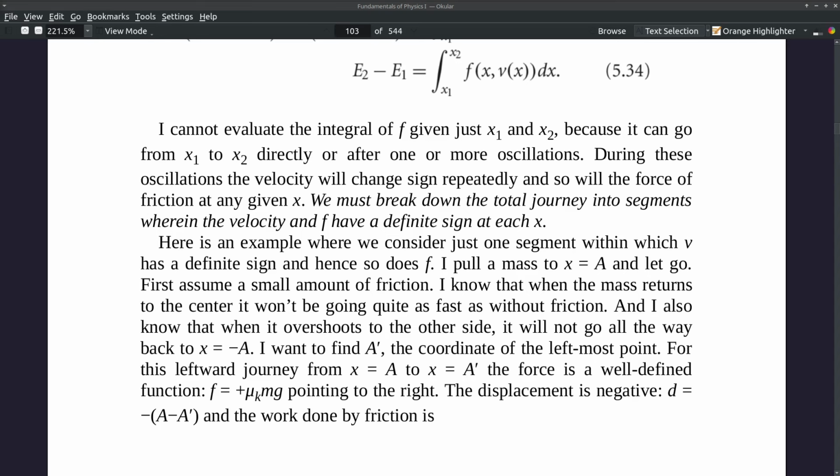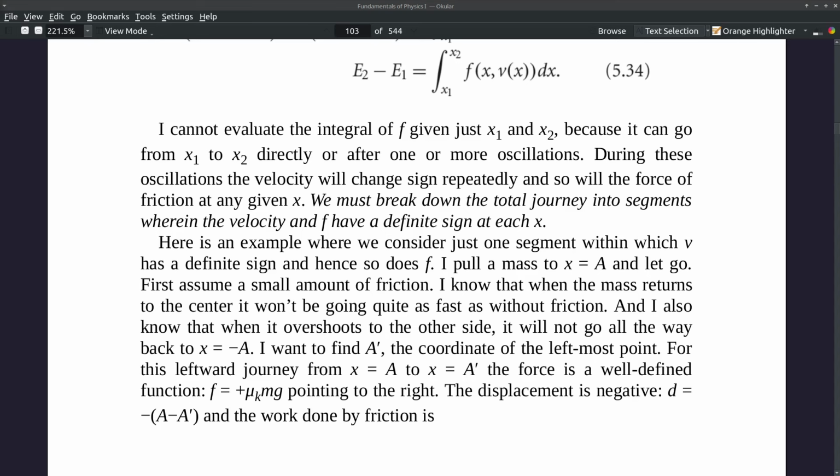During these oscillations, the velocity will change sign repeatedly, and so will the force of friction at any given x. So we must break down the total journey into segments wherein the velocity and little f have a definite sign at each value of position x. In other words, we have to break it down into little segments where the velocity and little f have a fixed sign, positive or negative. We have to know that every time we calculate the position.